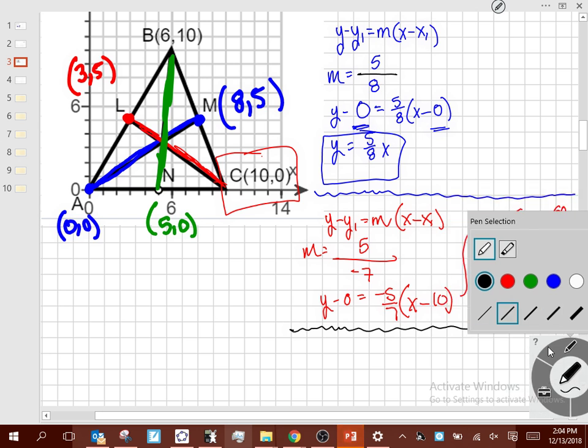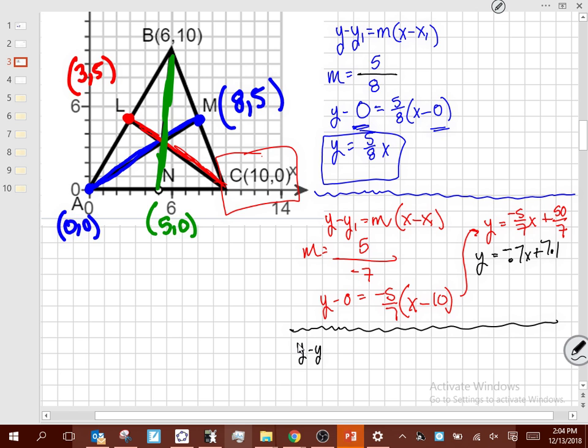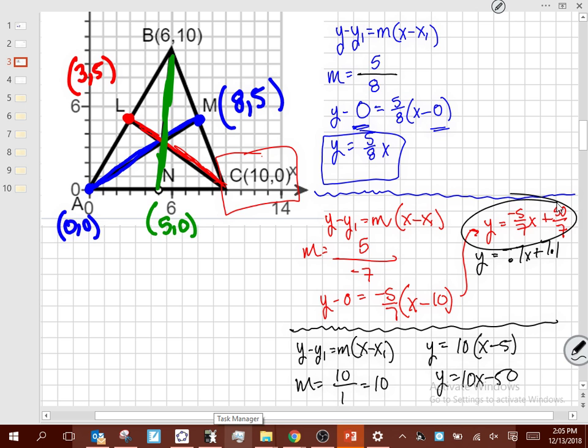All right, so now let's do that green one. So I go y minus y1 equals m times x minus x1. Slope here again, 10 minus 0, that's 10, and then 6 minus 5, that's 1. So slope is 10. Now what point would you use, (6, 10) or (5, 0)? (5, 0). So I get y equals my slope of 10 times x minus 5. So that gives me y equals 10x minus 50. Those equations are the only thing that this question is asking for.